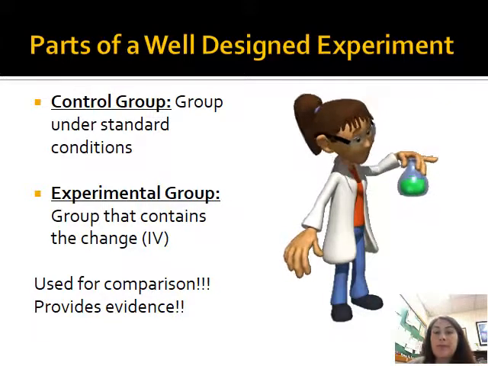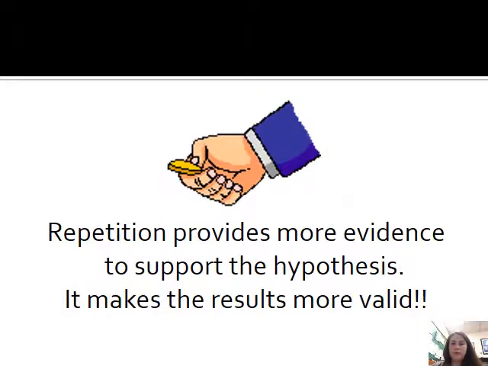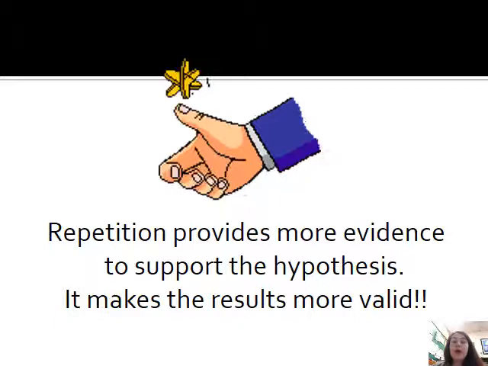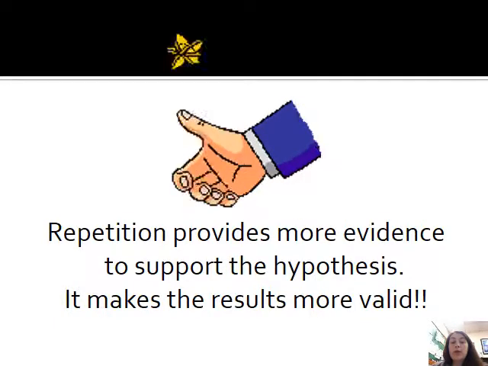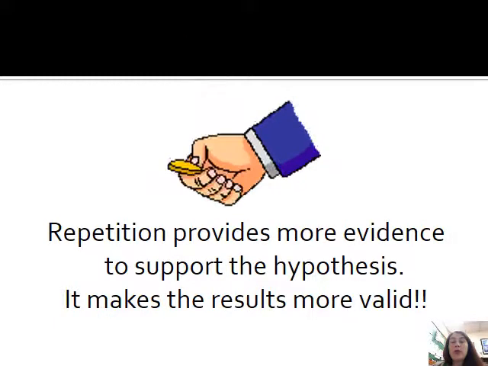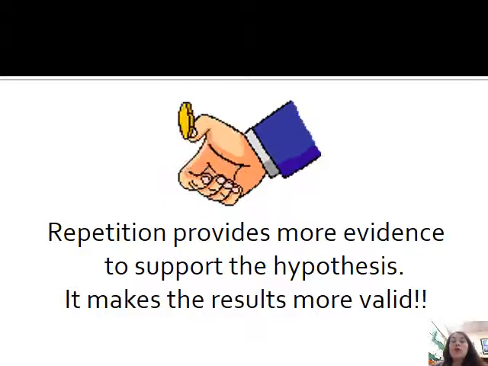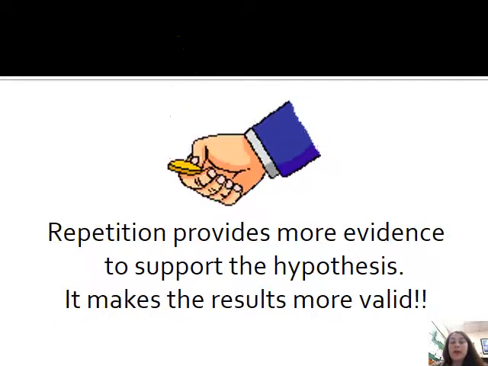In order to prove that your experimental results are valid, you or other experimenters should be able to repeat the experiment and get the same results. The more times you do an experiment and get the same results, the more evidence you have to support that your independent variable changed the experimental results or did not change the experimental results. So repetition, repeating the experiment, doing the experiment over and over again, will make your experimental results more valid.